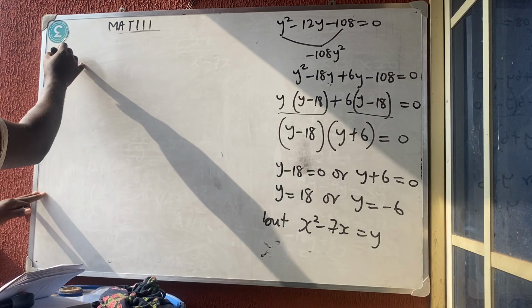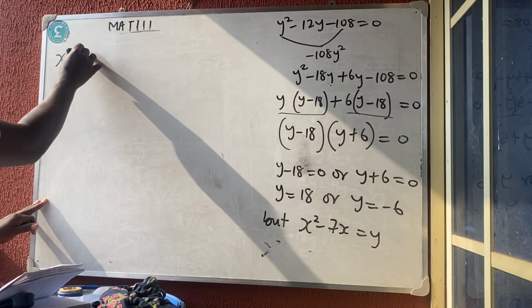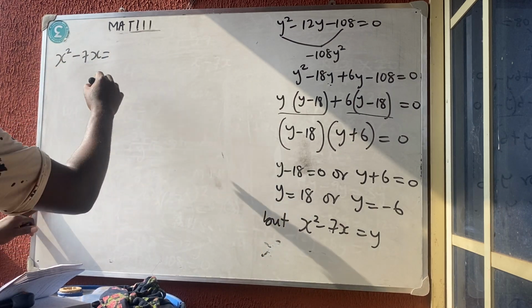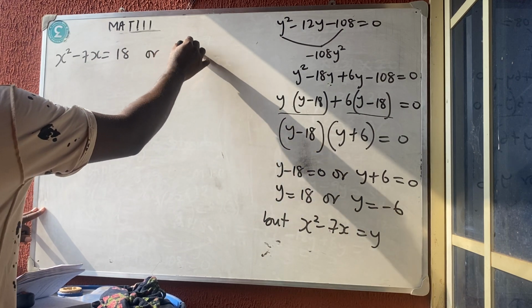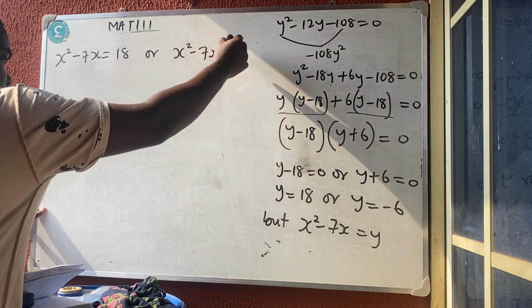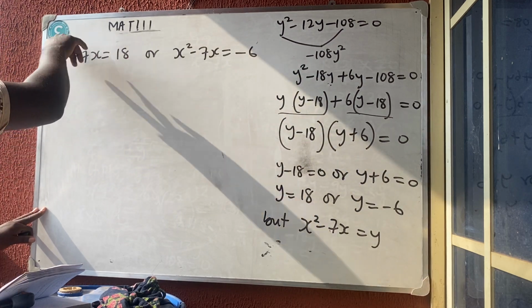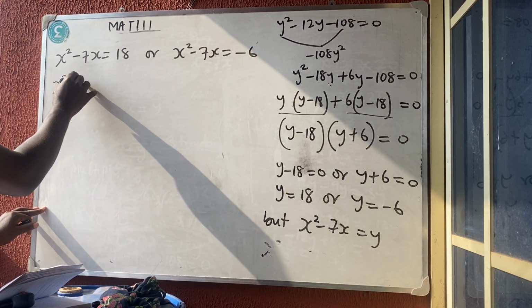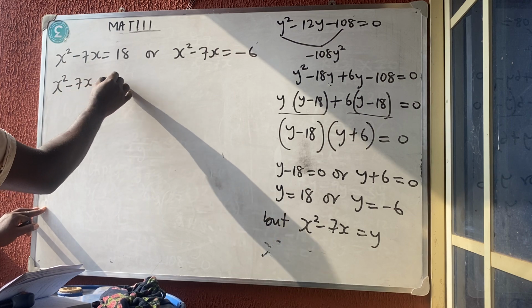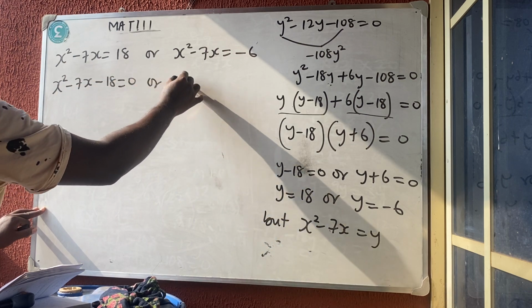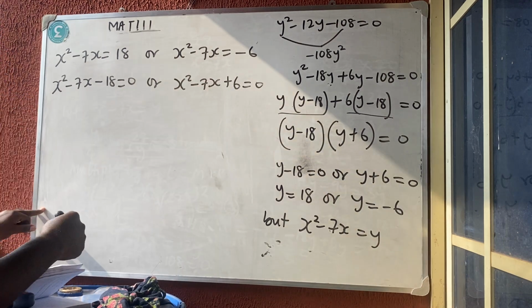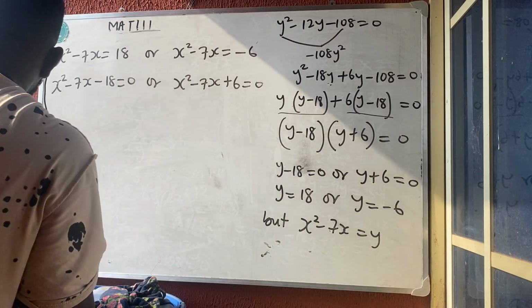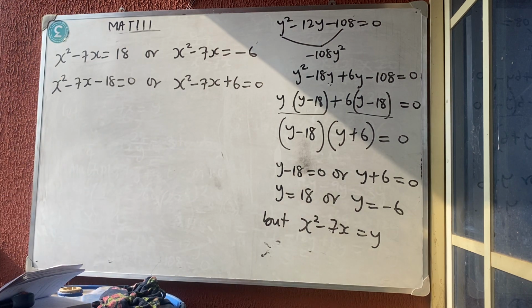So I'm going to have that what? X squared minus 7x is equal to, the first one I got is what? 18. Or the next one there is what? X squared minus 7x is equal to what? Minus 6. So bring this one to this side to have what? X squared minus 7x minus 18 is equal to 0. Or x squared minus 7x plus 6 is equal to what? 0. So you are going to solve two of them by factorization method of quadratic equation if it's factorizable.